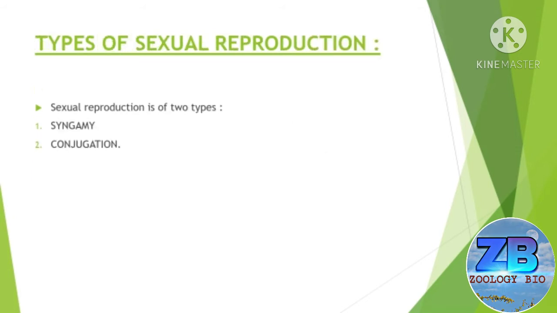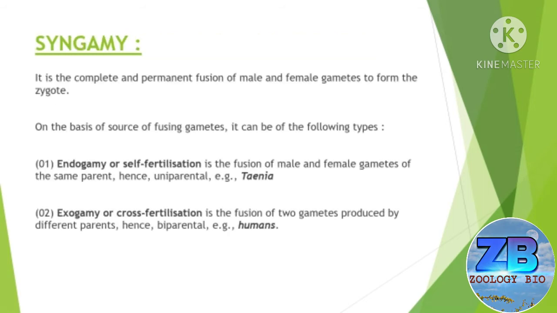Now the types of sexual reproduction. Sexual reproduction is of two types mainly. The first one is syngamy and the second one is conjugation. Now let's start with the syngamy. It is the complete and permanent fusion of male and female gametes to form the zygote. On the basis of source of fusing gametes, it can be of the following types.